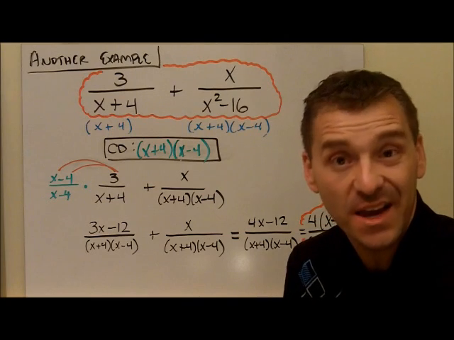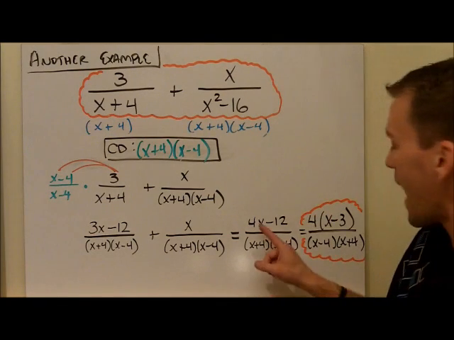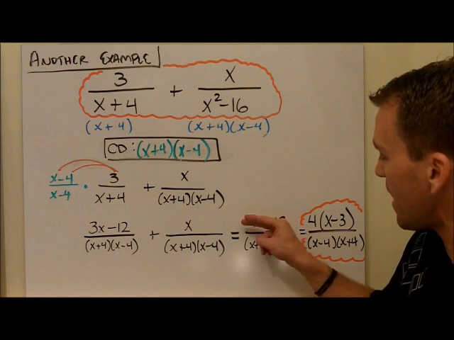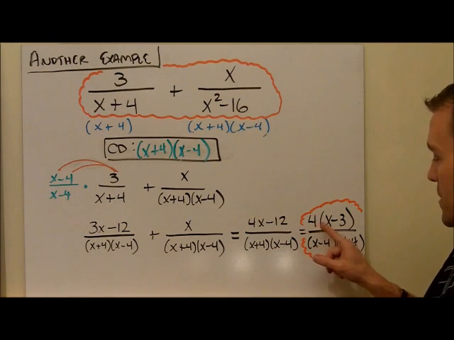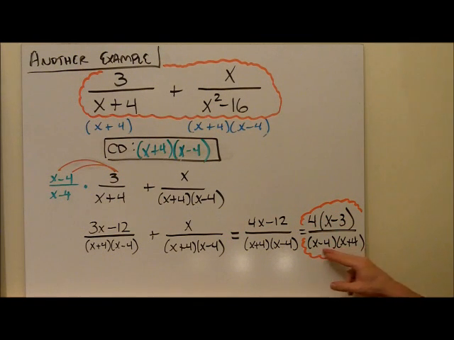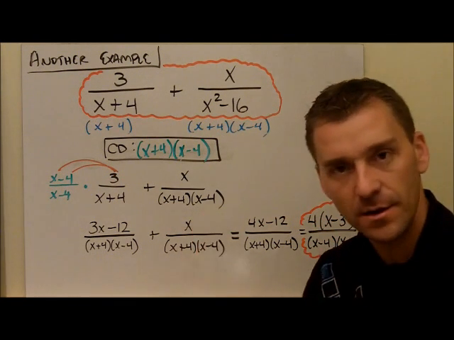In step 6, if I can do it, which apparently I can on this one, I can look at the top and say, ooh, I can take the top part here and factor out a GCF. Factor out the 4, which gives me x minus 3 in the top, so 4 times x minus 3, and then the denominator stays exactly as is. So there is my final answer.